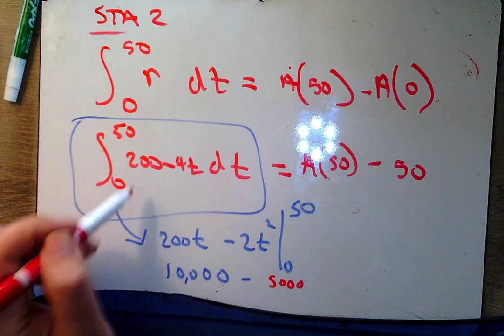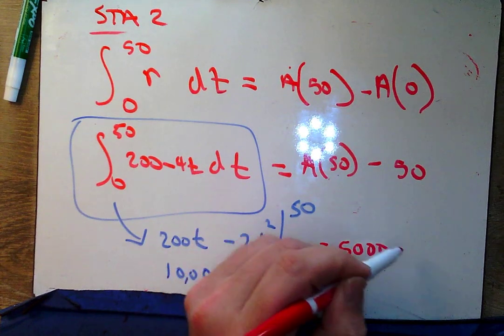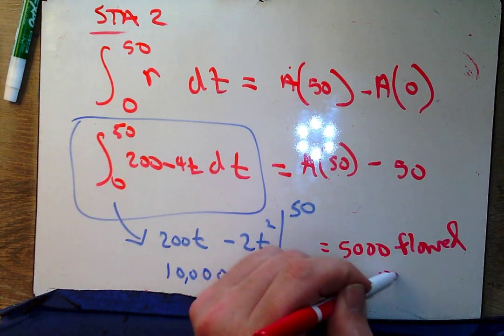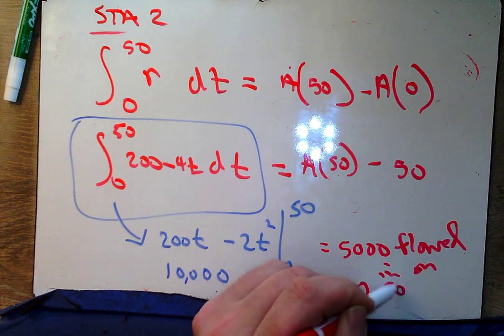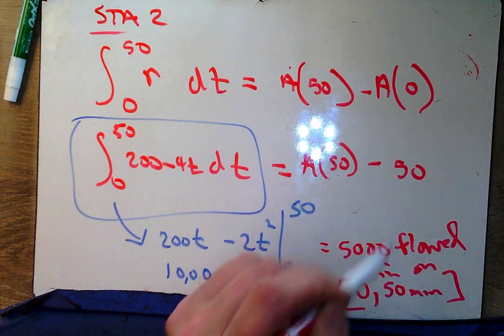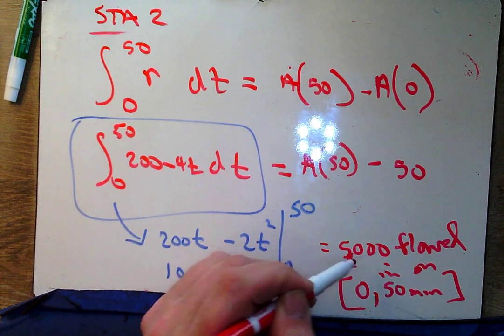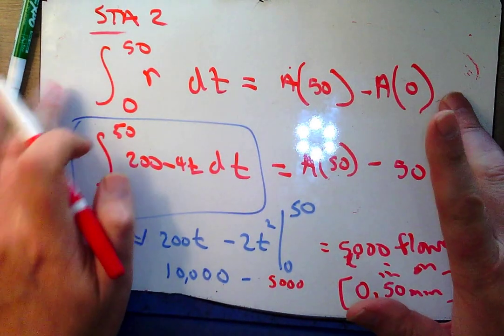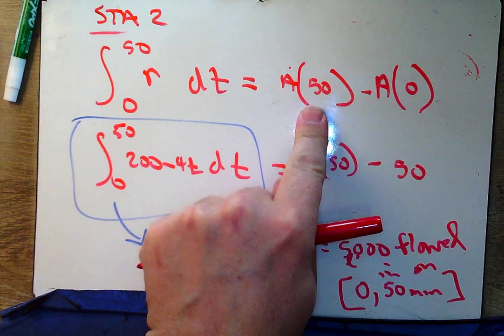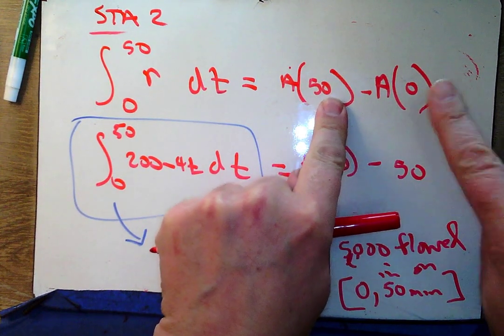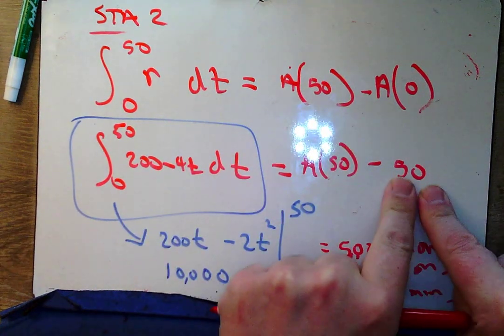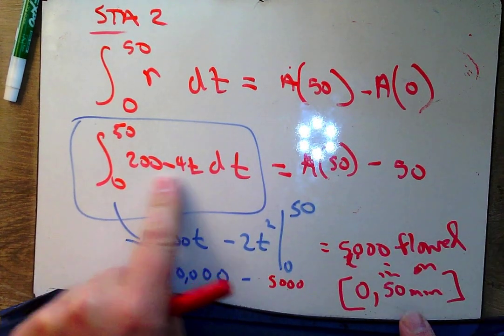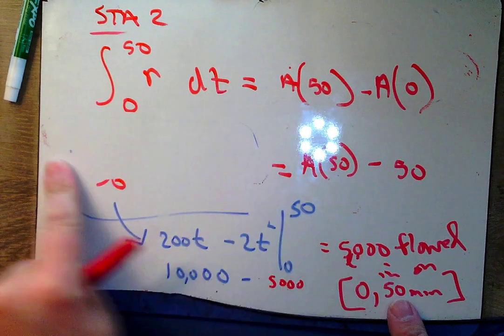Okay, so we know that 5,000 flowed in on 0 to 50 minutes. And these are liters? Liters. Okay. That's part A. But now part B, how many liters are in the tank after 50 minutes? So that's this FTC thing, right? Where they're asking me for what's the amount at time equal to 50. We know the amount at 0 is 50. And now we just evaluated this integral. We got 5,000. So I'm going to put a 5,000 on this end.